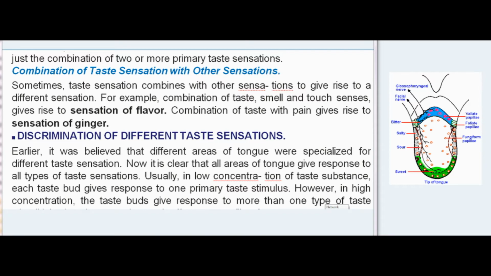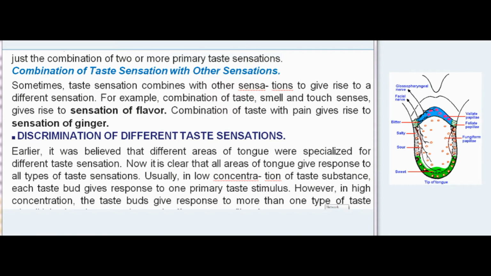Discrimination of different taste sensations. Earlier, it was believed that different areas of tongue were specialized for different taste sensation. Now it is clear that all areas of tongue give response to all types of taste sensations. Usually, in low concentration of taste substance, each taste bud gives response to one primary taste stimulus.